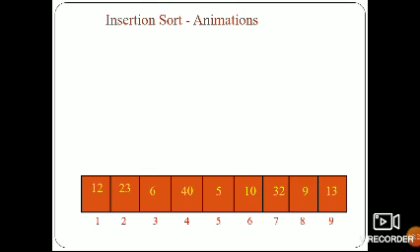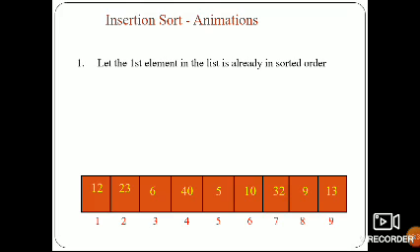So animation, just we see. I am taking the example 12, 23, 6, 45, 10, 20, 32, 9, 13. So I am taking the 9 elements. Let the first element in the list be already in sorted order. 12 is the smallest number.